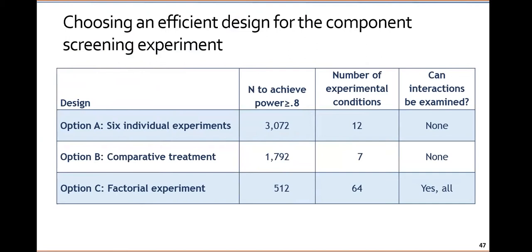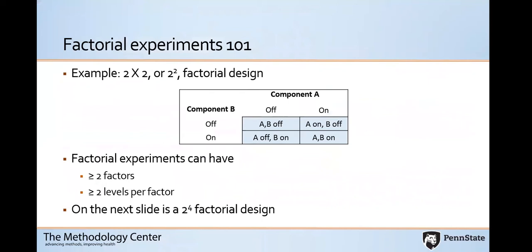So let's take a moment to review Factorial Experiments 101, because some of you may be a little rusty on factorial experiments. The classic factorial experiment is just the simple 2x2 factorial design. If you had two components, each could represent a factor in the experiment, and there would be four experimental conditions: one where they're both set to off or low, one where they're both set to on, a condition where A is off and B is on, and a condition where A is on and B is off. So this would be just the simple 2x2 factorial design.